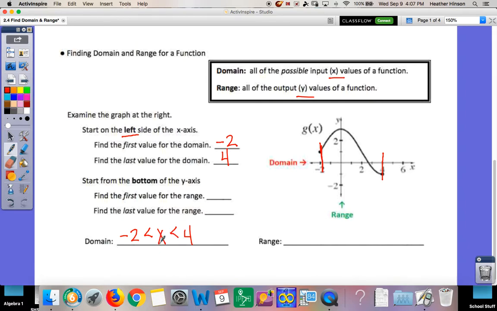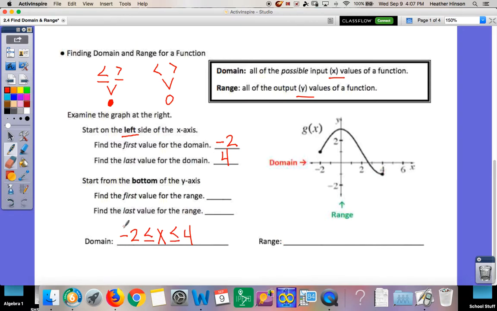And then we have to decide if they're equal to. If you remember inequalities, equal to symbols, whether it's greater than or less than, those are the ones with the closed circles. Not equal to, just less than or greater than, those are going to be open circles. So on -2, I had a closed circle, so I'm going to put equal to. On 4, I have a closed circle, so I'm going to put equal to.